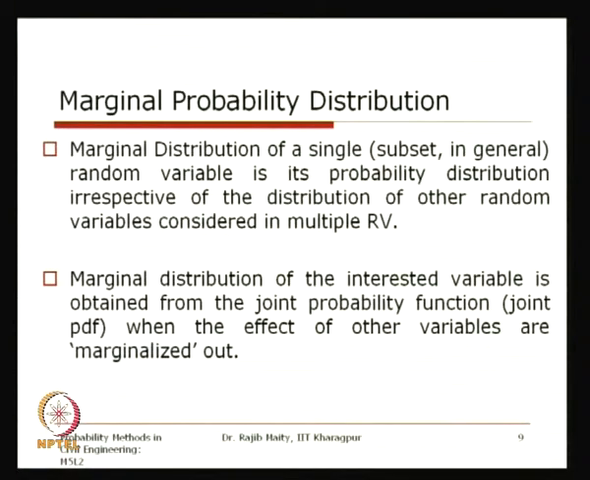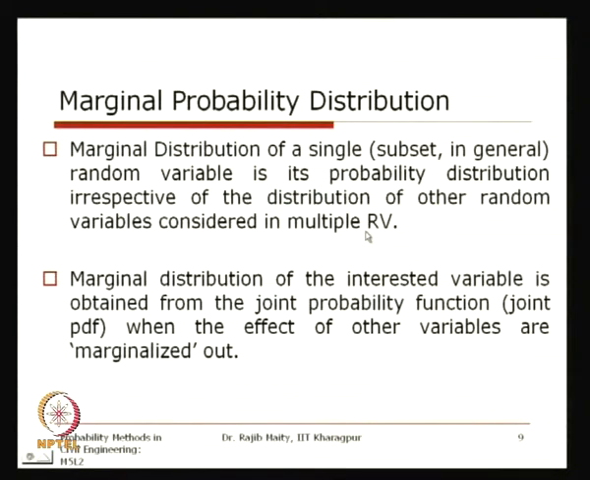Now we will start the marginal probability distribution, which we have just discussed. We will see how we can obtain it from the joint PDF or PMF, as the case may be, whether it is a continuous or discrete random variable. So the marginal distribution of a single random variable, or of a subset in general, is its probability distribution irrespective of the distribution of the other random variables considered in the multiple random variable.